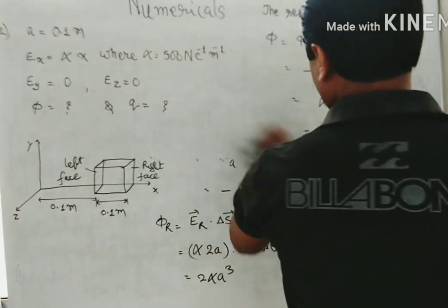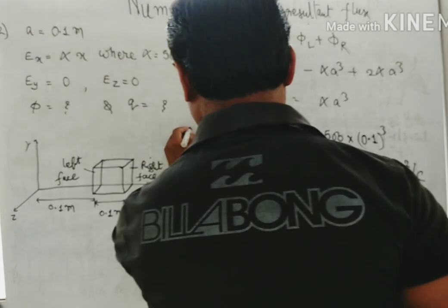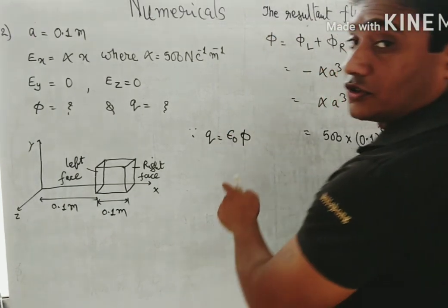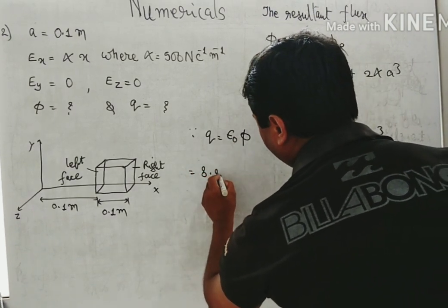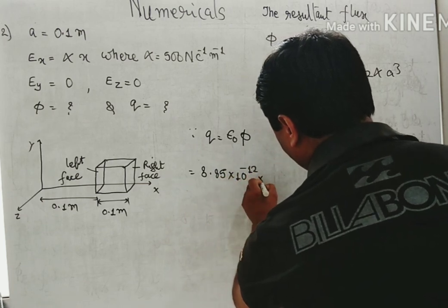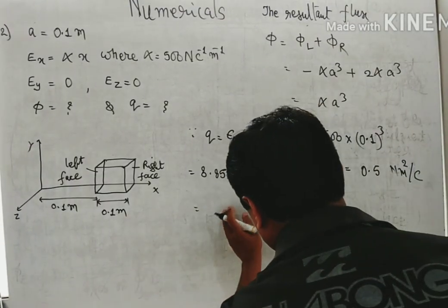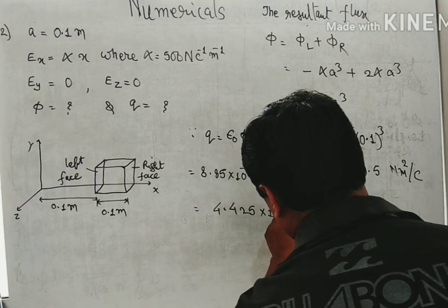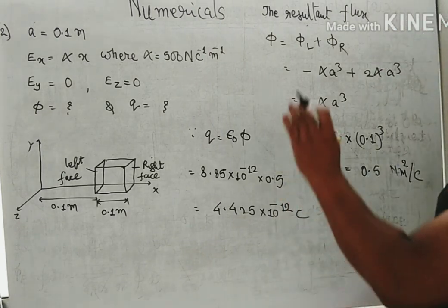Now using Gauss's law we can calculate the second part of the question. For the second part we can write Q equals epsilon naught into phi. This is according to Gauss's law. Here, just place the value of absolute permittivity, 8.85 into 10 power minus 12, into 0.5, the value of phi as we calculated for the first part. When you solve it, you get approximately 4.425 into 10 power minus 12 Coulomb. So this is the answer for the second part of the question.